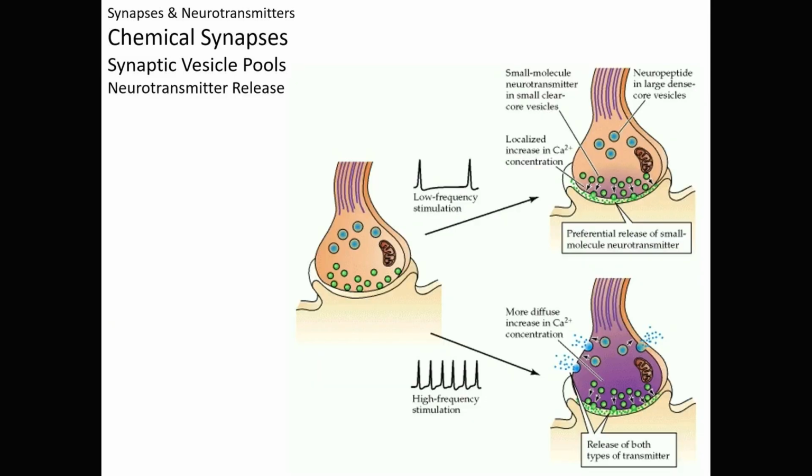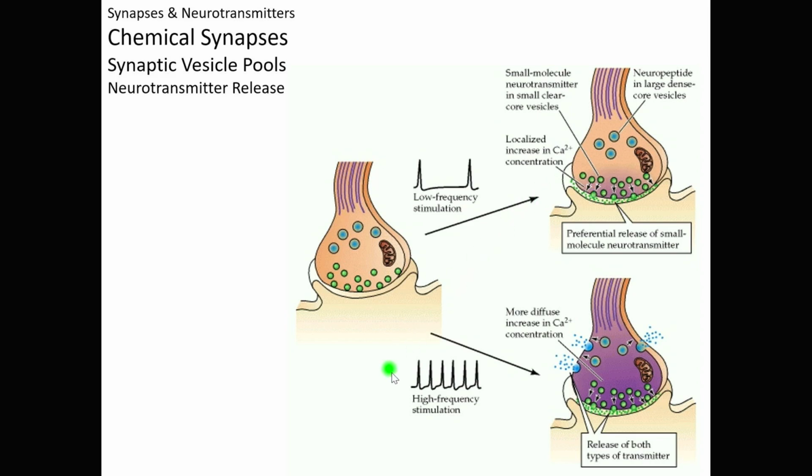So when we have this low-frequency stimulation and we just periodically open up these voltage-gated calcium channels, we're going to get a little bit of calcium coming in, and it's going to mostly be localized to where the readily releasable and recycling pool vesicles are. So those are the only vesicles that are going to get signaled to be released. The reserve pool is not going to be signaled to be released.